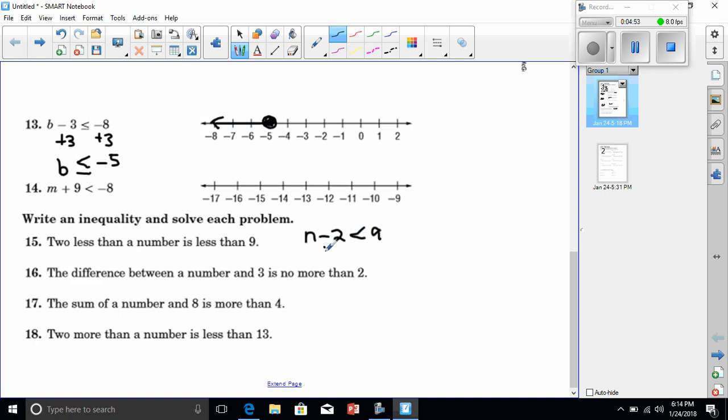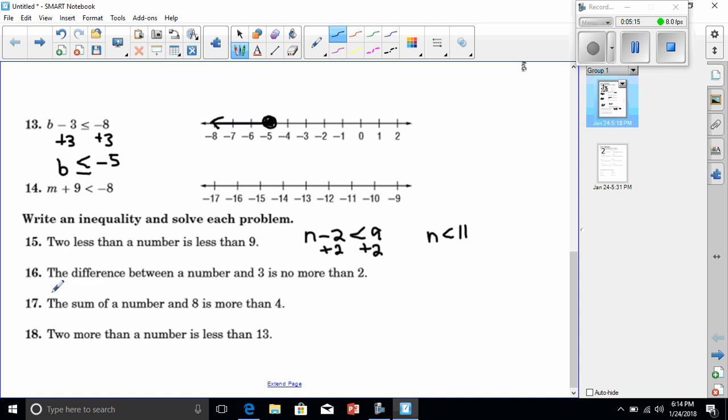So now I have to add 2 to both sides in order to get n alone. And that tells me that I will have n by itself. This cancels out, and I will have n less than 11, because 9 plus 2 is 11.